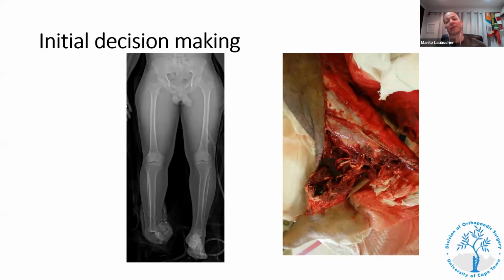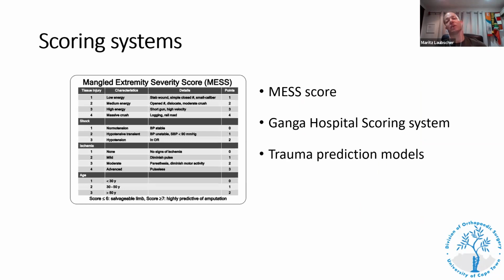So the initial decision making can be quite difficult. Sometimes it's obvious, like the picture there on the right, but unfortunately most of the time it can be quite difficult. There are various scoring systems that are supposed to help guide us. The MESS score is the best known one. Unfortunately, the MESS score is not very good at predicting successful limb reconstruction. It predicts short-term limb survival, by basically just predicting whether you'll be able to salvage the limb from a blood supply point of view.